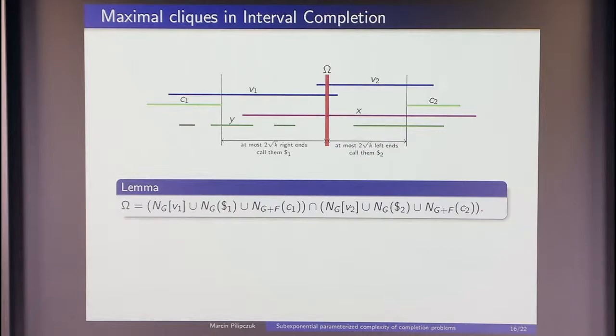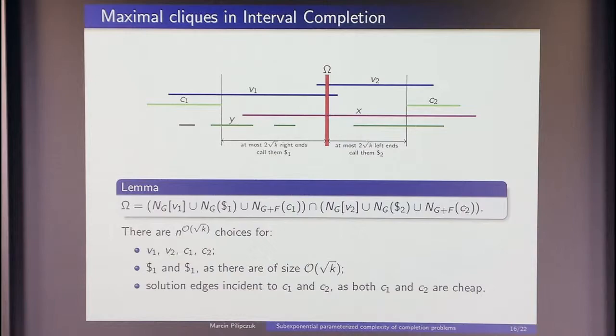Okay. So we have this lemma, and now the observation is: how many choices do I have for all these objects listed here? Well, there are like n to the 4 choices for these 4 vertices appearing in this. The expensive vertices are only square root of k of them, so this set has like n to the square root of k choices.